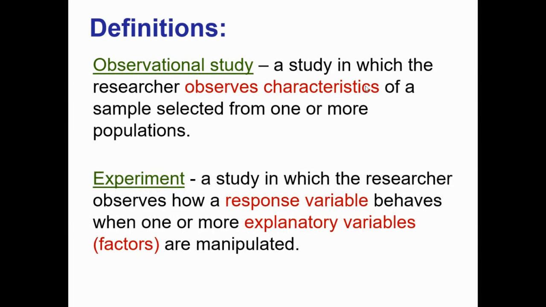An experiment is a study in which the researcher observes how a response variable behaves when one or more explanatory variables are manipulated. So that's like the one we talked about up above with the chemistry lab. They manipulated the lab time, and the response was how well they did on the test.